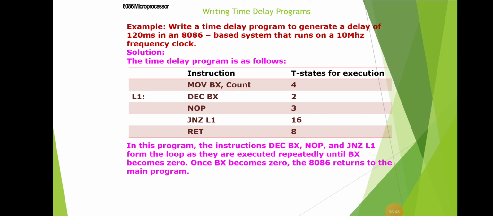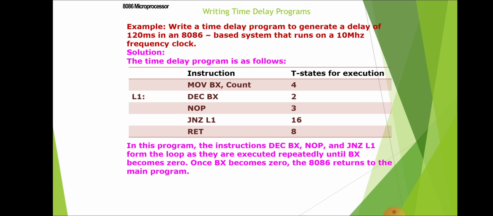Write a time delay program to generate a delay of 120 millisecond in an 8086 based system that runs on a 10 megahertz clock frequency. So we have to write a program which can generate the 120 millisecond delay. First, here I am giving you the time delay program.